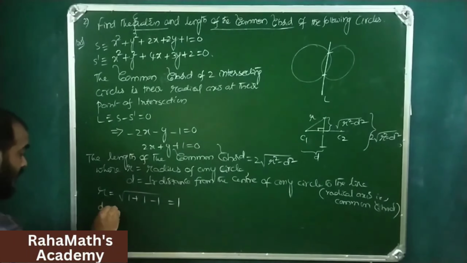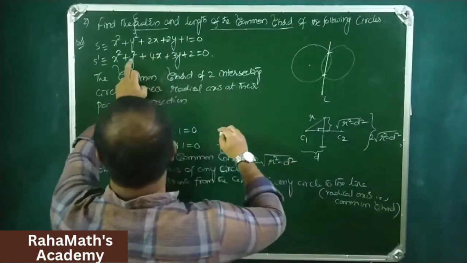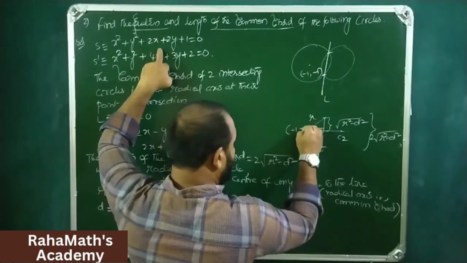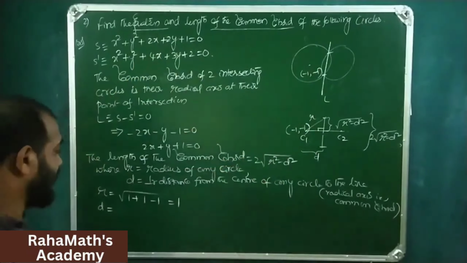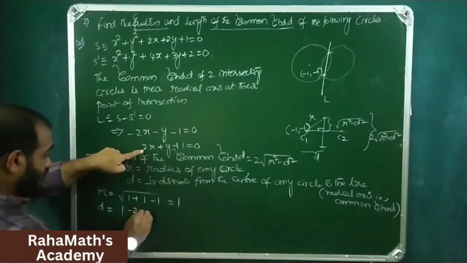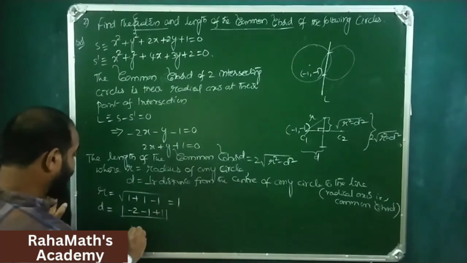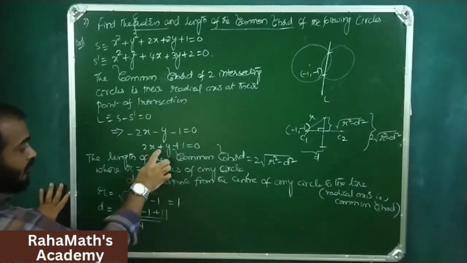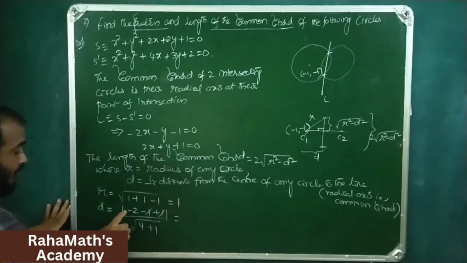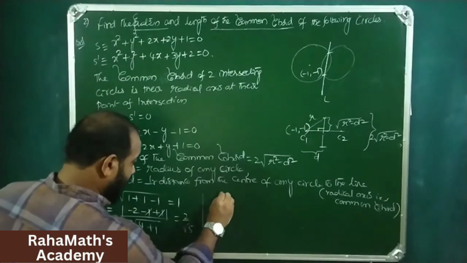What is D? D is the perpendicular distance from the center. Center of the first circle is how much? Minus 1, minus 1. That means from minus 1, minus 1 to this line. So D is equal to modulus of 2 into minus 1 minus 2 minus 1 plus 1, by square root of 2 square, 4, plus 1 square, 1. So minus 1 plus 1 gets cancelled. This is 2. Modulus of minus 2 is plus 2. 2 by root 5.